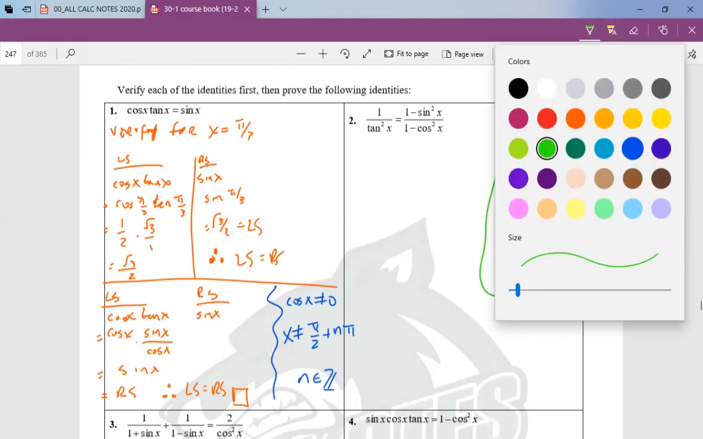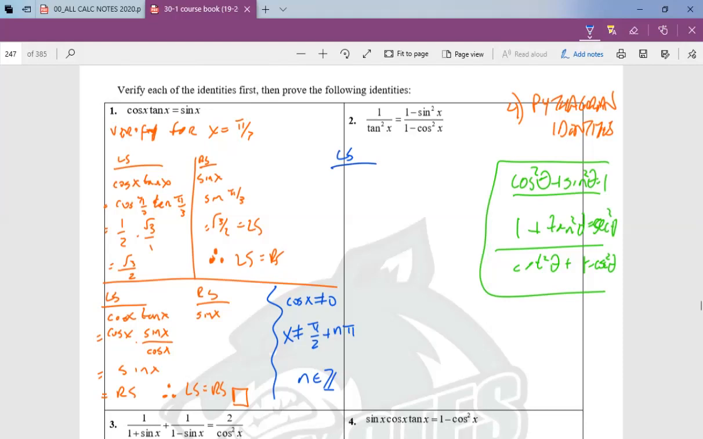So if I dive into this question, my left side is equal to 1 over tan squared x. My right side is 1 minus sine squared x over 1 minus cos squared x. Which side should we work with? Well, both of them could use some tidying up, but the right side looks more complex. So let's start chipping away at that. And as soon as we start, we see that 1 minus sine squared is coming from this Pythagorean identity. 1 minus sine squared is just equal to cos squared x.